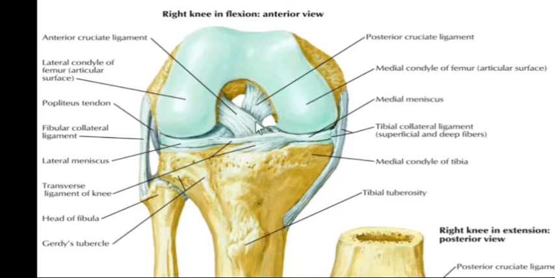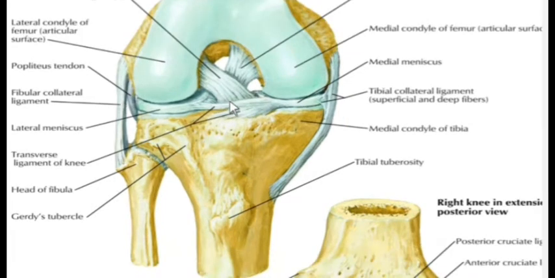These are very thick and strong fibrous bands which act as direct bonds of union between the tibia and femur to maintain the anterior and posterior stability of the knee joint. These are very important. The anterior cruciate ligament begins from the anterior part of the intercondylar area of the tibia, runs upwards, backwards and laterally, and it is attached to the posterior part of medial surface of the lateral condyle of femur.